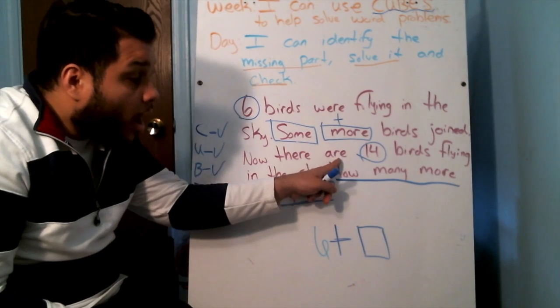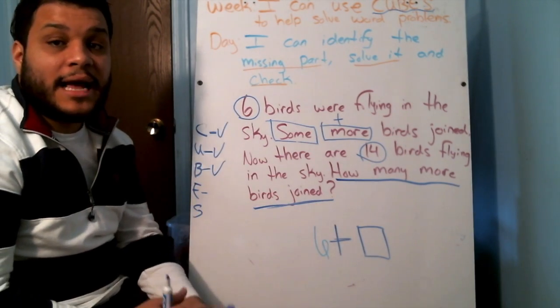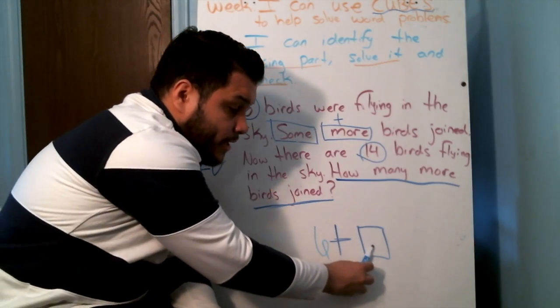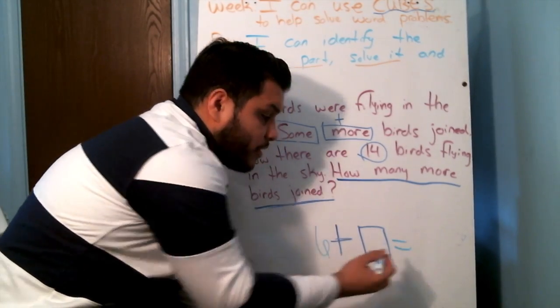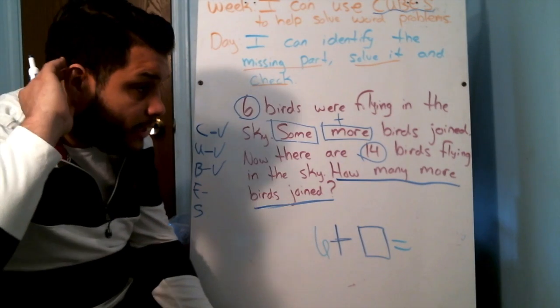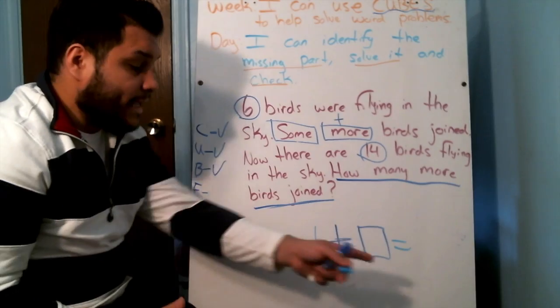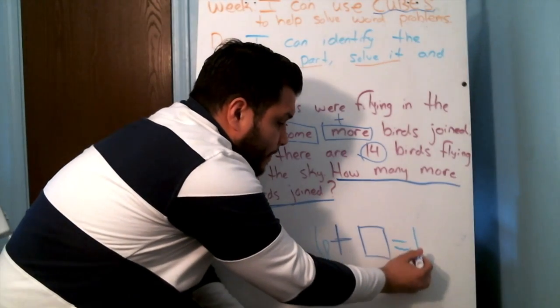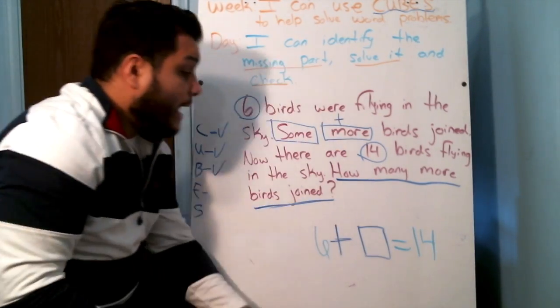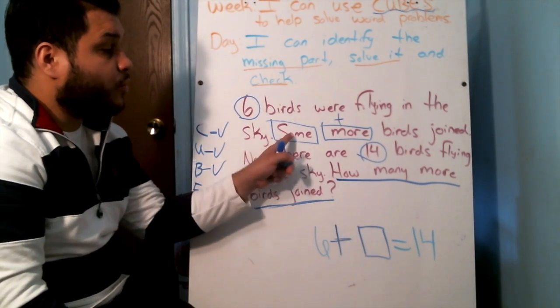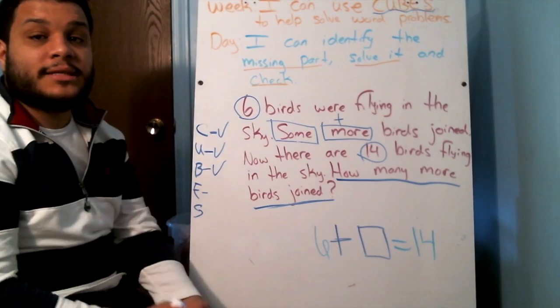Now there are 14 birds flying in the sky. We call that our whole. And does our whole go here or does it go after our equal sign? Oh, you got to be louder than that. Where does it go? Yes, after the equal sign. I used both the numbers that they gave me. I used my math words to help me complete my number sentence.